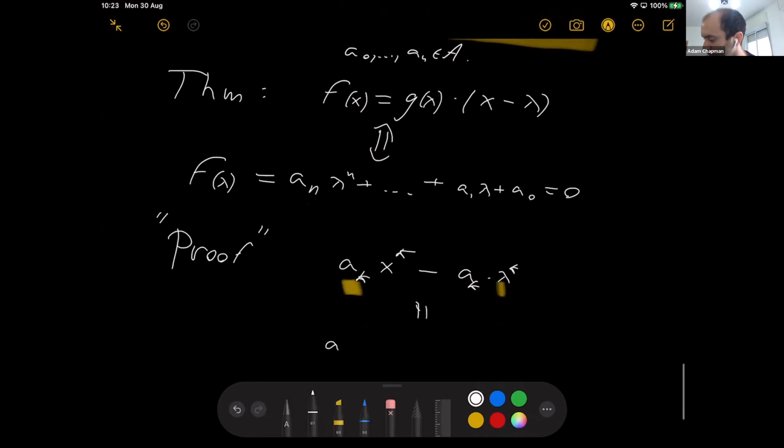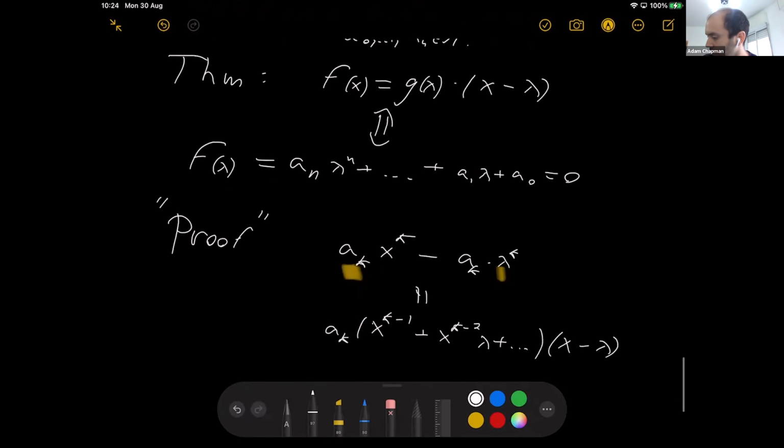You just can put the a_k outside, and then you have all this game of, proper, oops. And then x minus lambda. So you can do that for every coefficient separately, and then you show that you can pull out x minus lambda from the expression f(x) minus f(lambda), but f(lambda) is 0, so you can conclude the theorem that I mentioned above.